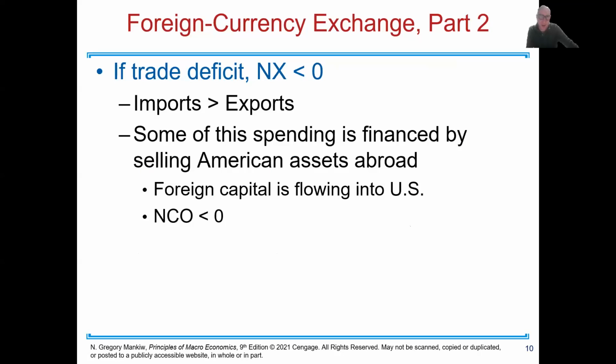Some of the spending is financed by selling American assets abroad. For example, it's very common for American-made goods to be sold in Asia, Europe, and around the world. Depends on what it is, right? You name it. There's a lot of different things that you can buy in another country that's made in the U.S. Sometimes the price for those goods, believe it or not, is even less than if you bought them here.